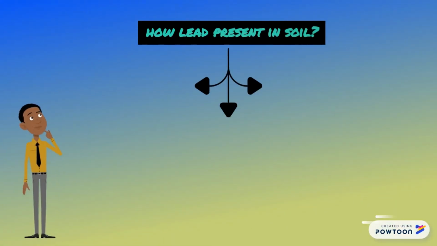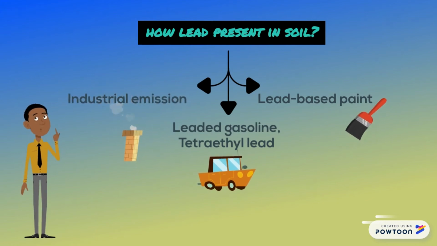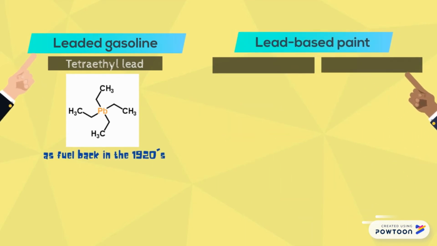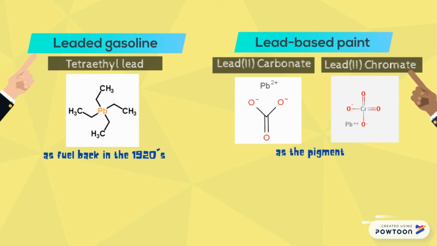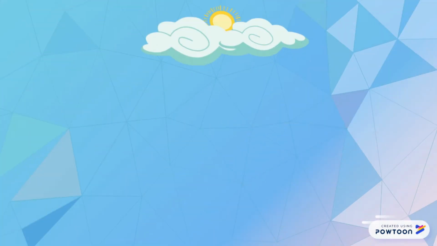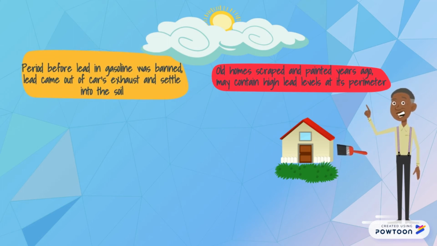Lead gets into the soil through lead-based paint, leaded gasoline, and industrial emissions. As an example, leaded gasoline was first used in the 1920s, while lead-based paint contained lead chromate or lead carbonate as the pigment. All homes which had their exterior scraped and painted years ago often have high levels of lead in the soil around the house perimeter. Some lead in soil comes from the period before lead in gasoline was banned.